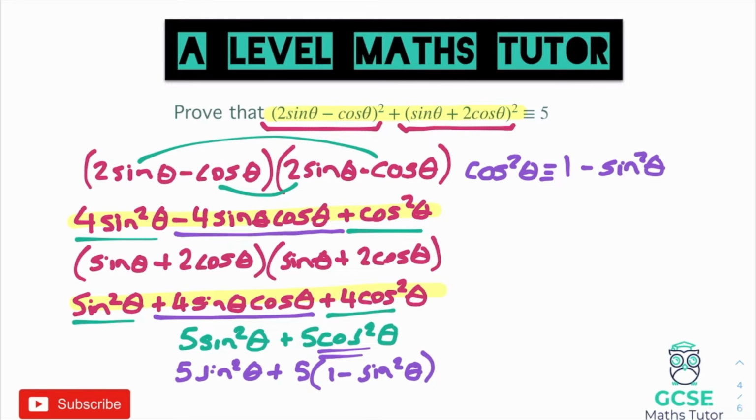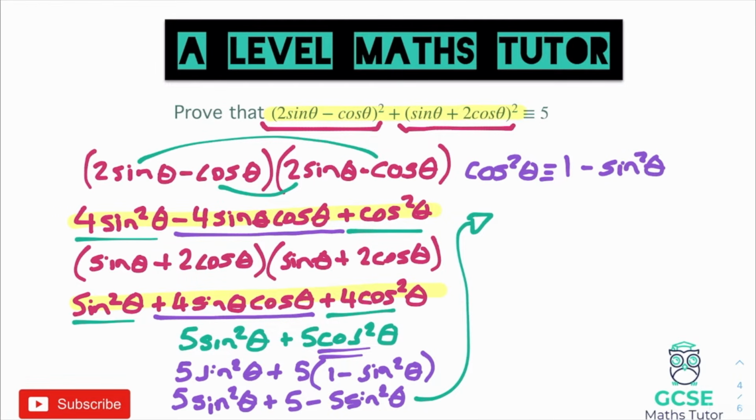So now we could expand that bracket. So we would have 5 sine squared theta, and that would be plus 5 minus 5 sine squared theta. So where are we going to go from here? Now, if we bring that up to the top, let's have a look at what we've got there. We have 5 sine squared theta and a minus 5 sine squared theta, which means they're going to cancel out, which just leaves us with the plus 5. So we just have the answer 5.